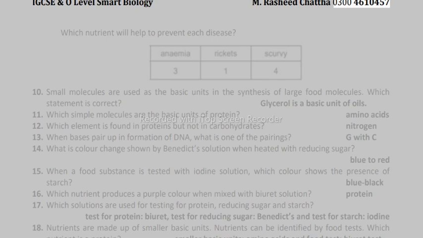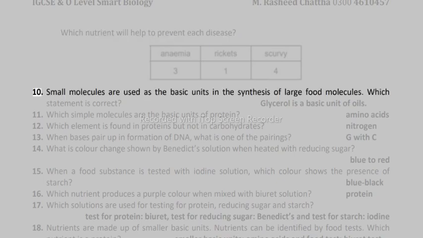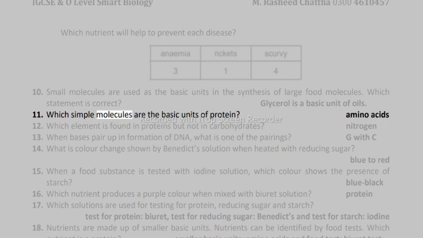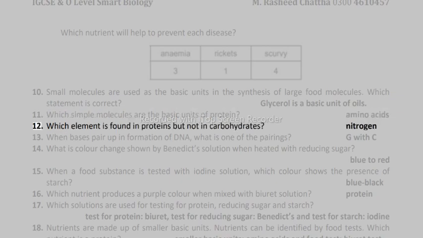Which nutrient will help to prevent each disease? 10. Small molecules are used as the basic units in the synthesis of large food molecules. Which statement is correct? Glycerol is a basic unit of oils. 11. Which simple molecules are the basic units of protein? Amino acids. 12. Which element is found in proteins but not in carbohydrates?